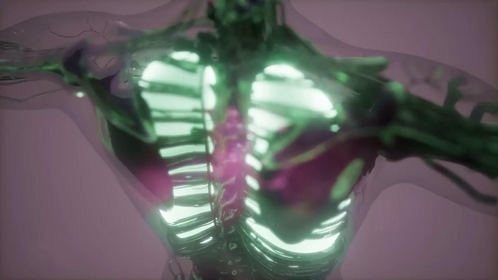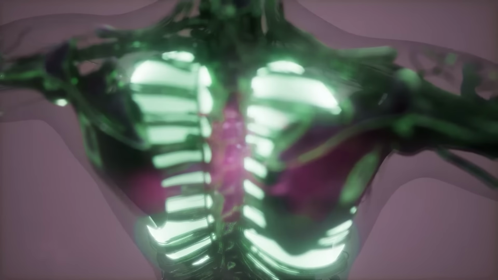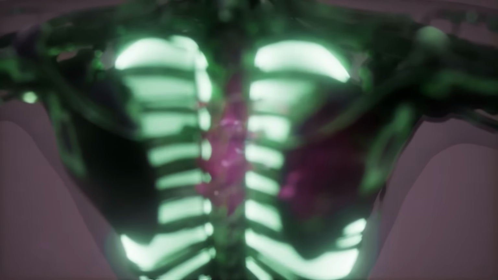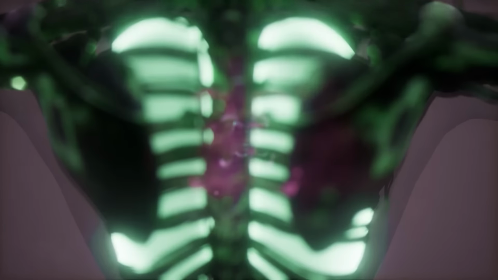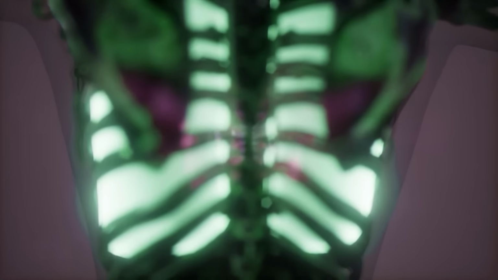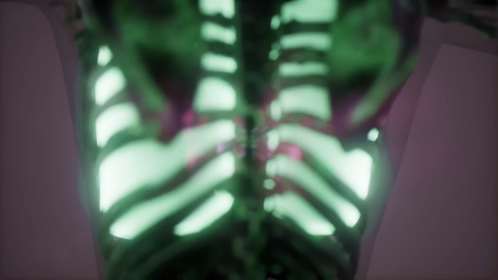Pharynx. The pharynx, also known as the throat, is a muscular tube that extends from the base of the skull to the esophagus and larynx. It serves as a common passageway for both air and food and plays a vital role in the respiratory and digestive systems. The pharynx is divided into three regions: the nasopharynx, oropharynx, and laryngopharynx.